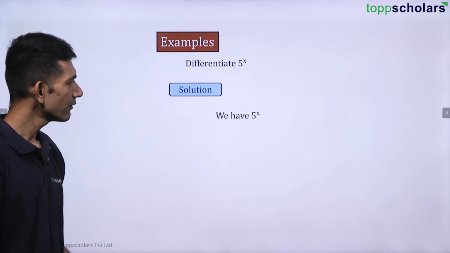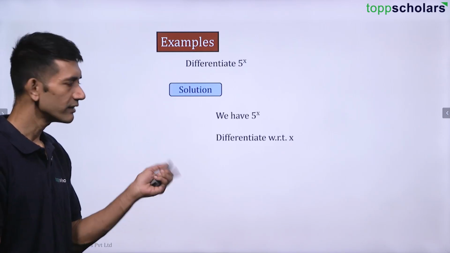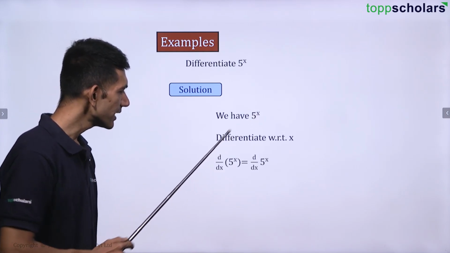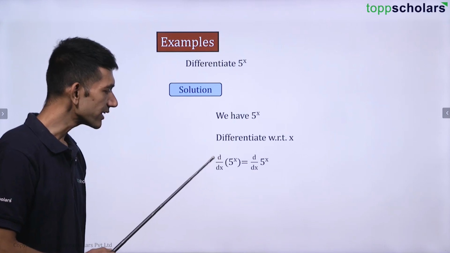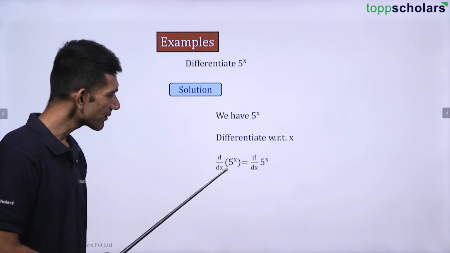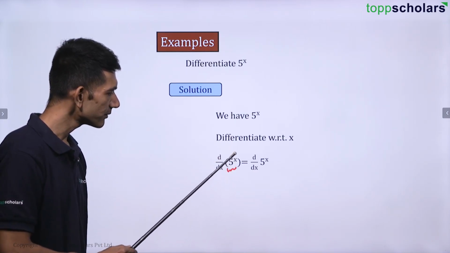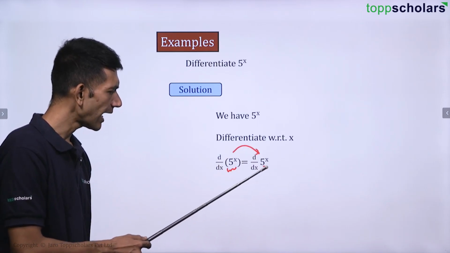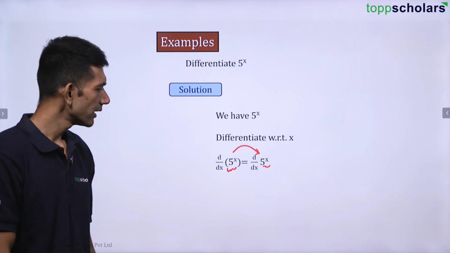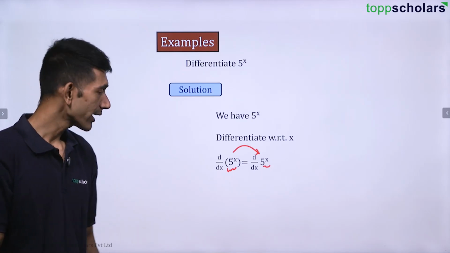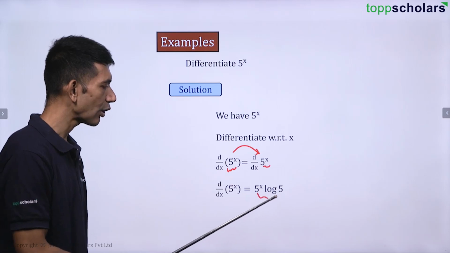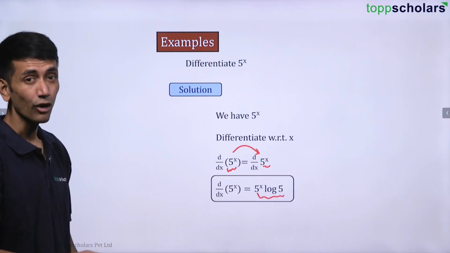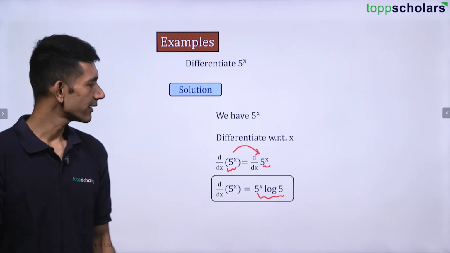So here it is. We have 5 raised to x. So we will differentiate with respect to x. So you write it down like this: d by dx, differentiating with respect to x. d by dx of 5 raised to x. Correct? And the differentiation of this is nothing but a raised to x log a. That is 5 raised to x log 5. Simple. How did we get that? We got that from the formula that we have studied, right?